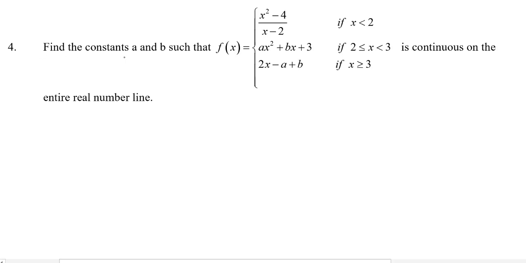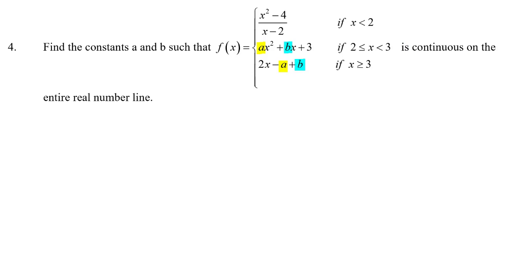Find the constants a and b. So let's see where a is. So a is here and here, and b, I'll do blue, is there and there. So it's in both the second and third piece of this piecewise function. So we're going to find constants a and b such that this function, which has three pieces, is continuous on the entire real number line.